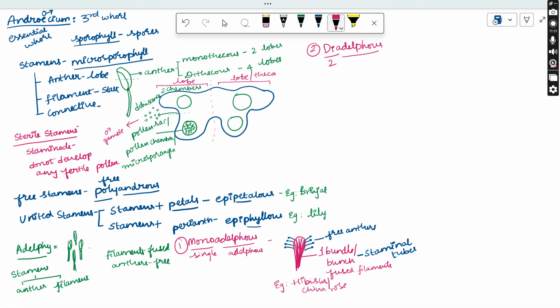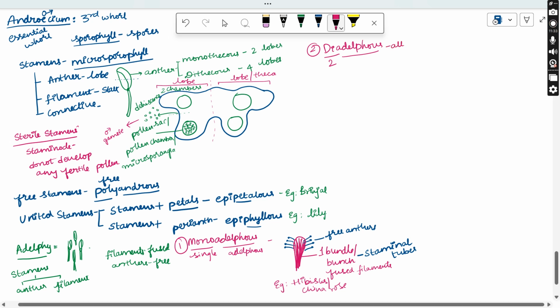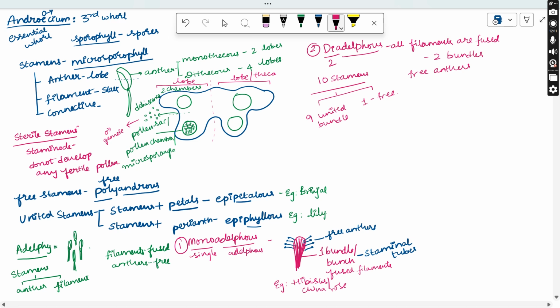In this case, all the filaments are fused to form two bundles, leaving the anthers free. Now let us take, suppose there are 10 stamens. In this case, 9 stamens are in a united condition. All the 9 are united and form one bundle, and the remaining one stamen will be free.